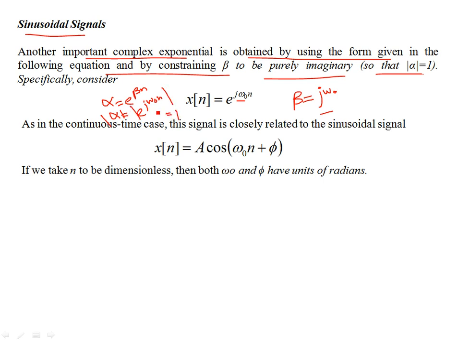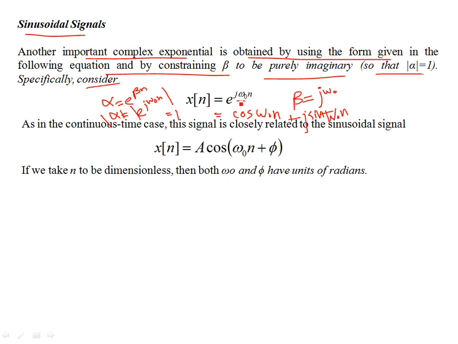Why is that the case? Because cosine square plus sine square is 1. You can expand this: it is equal to cosine omega naught n, and then there's an imaginary part, plus j sine omega naught n. So the imaginary part is the sine omega naught n. If you take the magnitude, then you will have the square root of sine square plus cosine square, and that's 1. So the magnitude of alpha is 1 in that case.